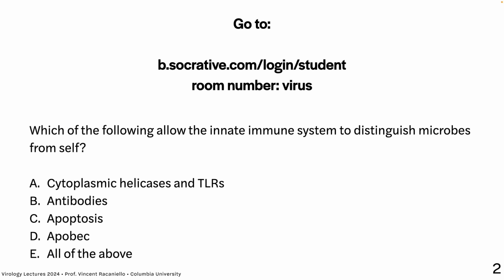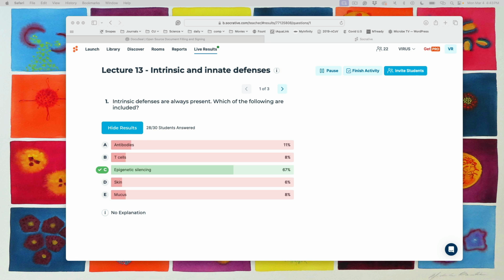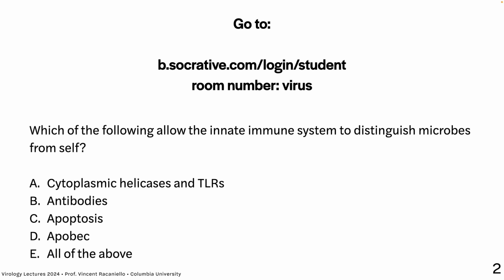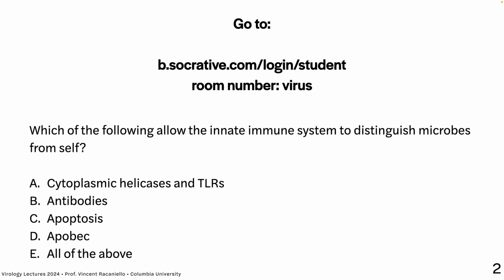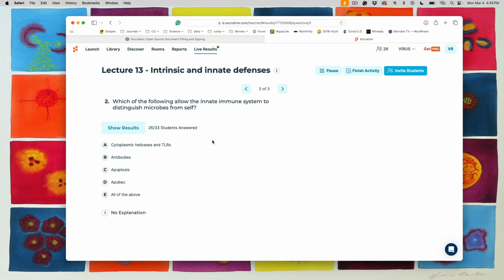Okay, next question is, which of the following allow the innate immune system to distinguish microbes from self? Cytoplasmic helicases and toll-like receptors, antibodies, apoptosis, APOBEC, all of the above. You have a chance to redeem yourselves from the previous performance. Let's see how we did.